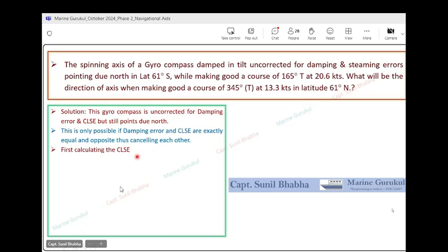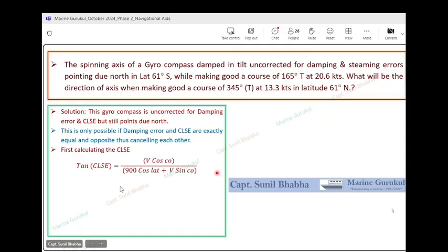So let us first calculate the CLSE. We have all the information available to us for calculating CLSE. The formula tangent CLSE is equal to V cos course divided by 900 cos lat plus V sin course. We have a positive sign here because the course is 165 degrees true, which is an easterly component course.